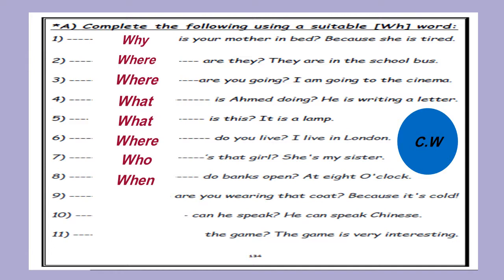Number 9, space, are you wearing that coat? Question mark. Because it's cold. When I find because, I will use why. That's right. Number 10, space, can he speak? Question mark. He can speak Chinese. What can he speak? He can speak Chinese. Number 11, the game. The game is very interesting. This is feeling, so I will use how is the game. The game is very interesting.